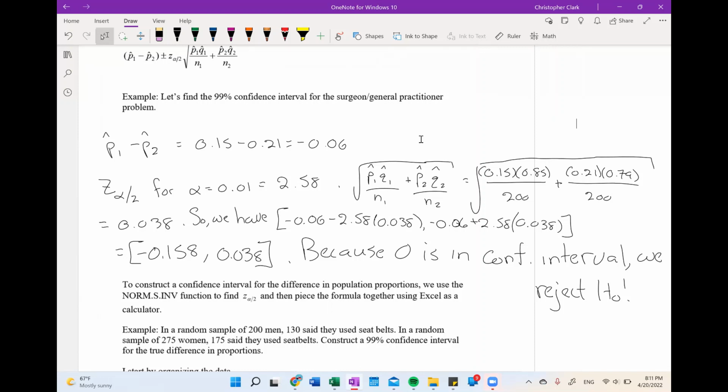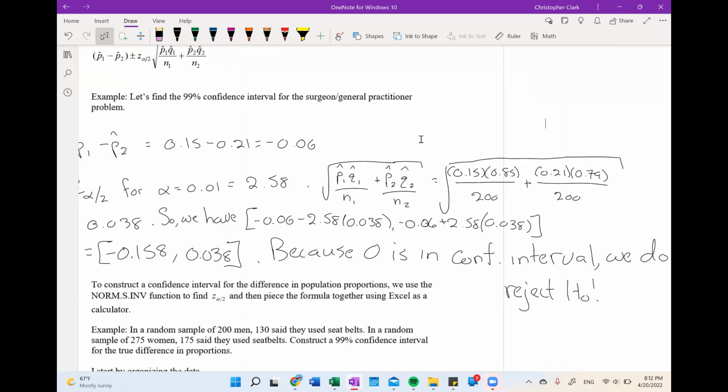So we're going to have negative 0.06 minus our Z alpha over 2 times our standard error, so 2.58 times 0.038, and that's going to be the lower edge of the confidence interval. Our upper edge is going to be negative 0.06 plus Z alpha over 2, 2.58 times our standard error, 0.038. And we get negative 0.158 up to 0.038.